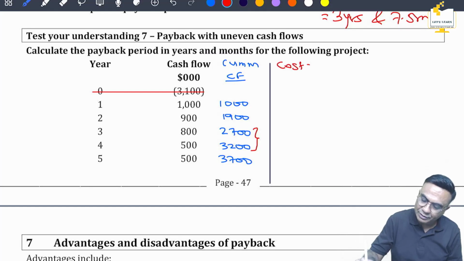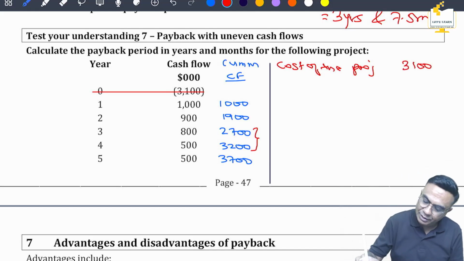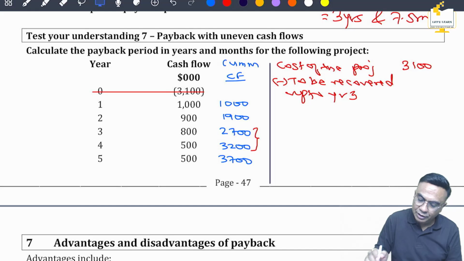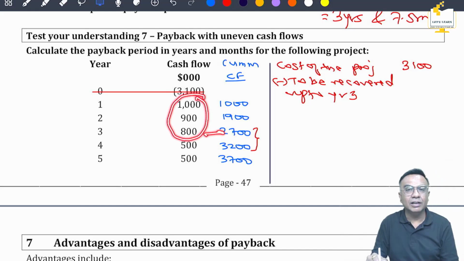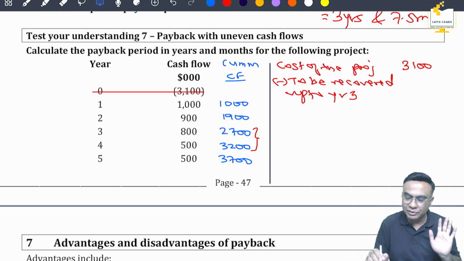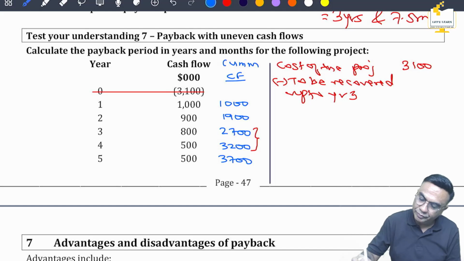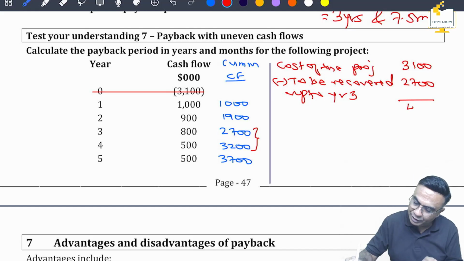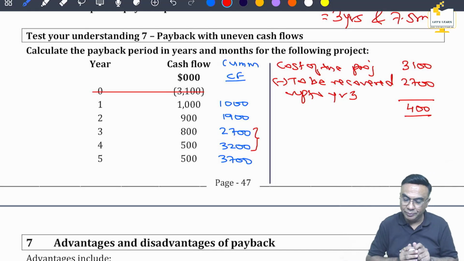Cost of the project, you can write like this: cost of the project is 3100. The initial capital cost is 3100, right? Minus to be recovered up to year 3. Till year 3, how much you are going to recover? 2700. Up to year 3, 2700 is recovered, right? So over here, okay, so what is left now? 3100 minus 2700, so 400 you need to recover in the 4th year.